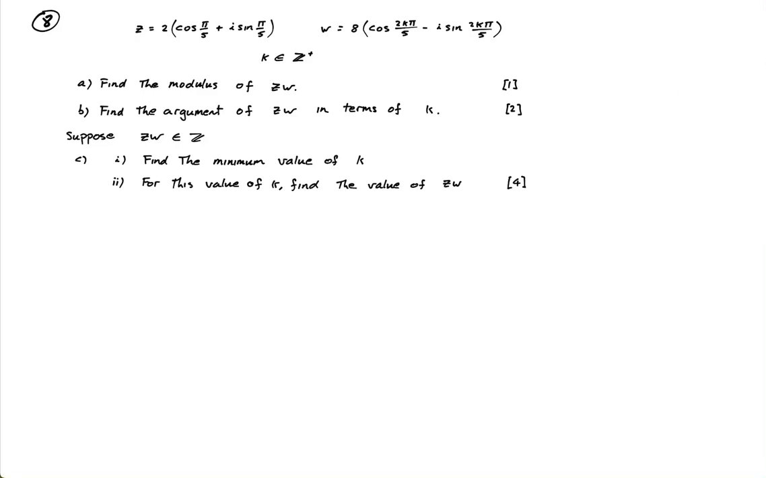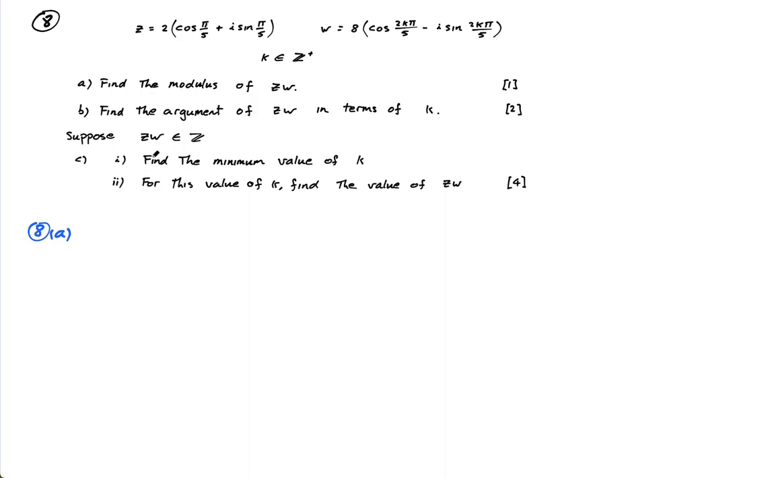Okay, so question 8. We have two complex numbers, z and w, and it says find the modulus of zw and find the argument of zw in terms of k. One of the nice properties of complex numbers is when you multiply two complex numbers, you just multiply the modulus and add the argument.